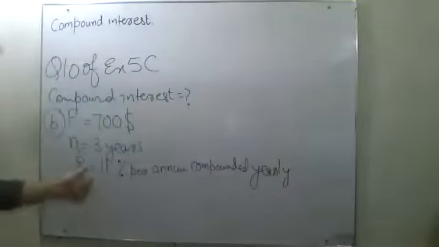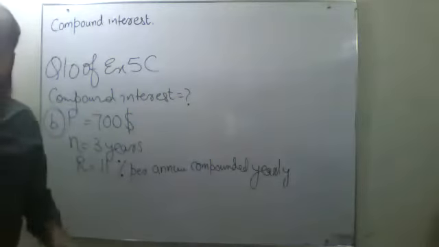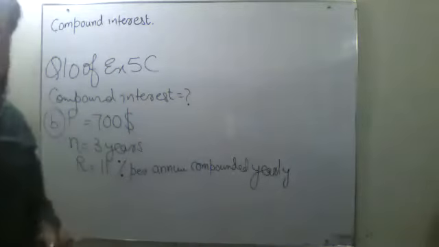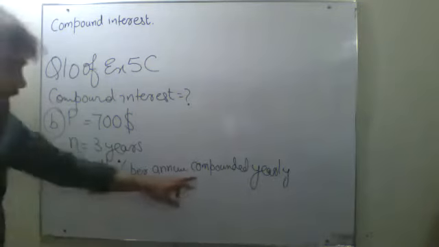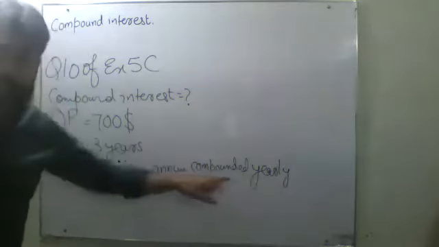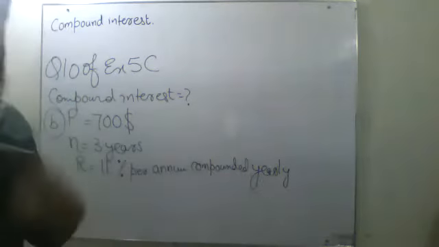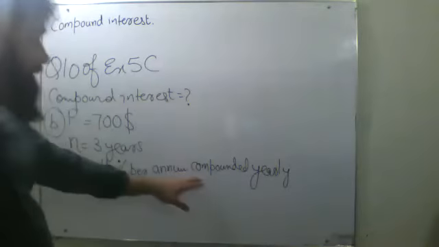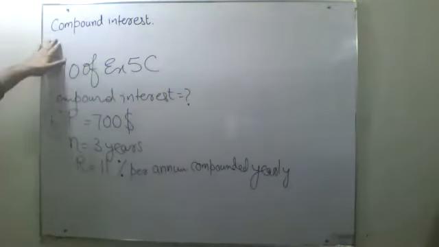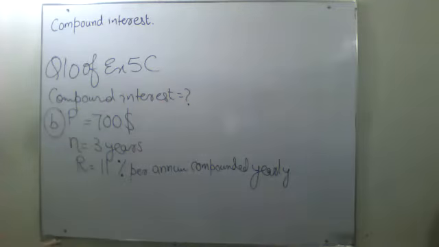If the statement compounded annually is not written, and they are only saying R equals 11% per annum, it means it's a simple interest question. But if they write compounded yearly or compounded monthly or compounded daily, then it's a compound interest question. So how are we going to do it?